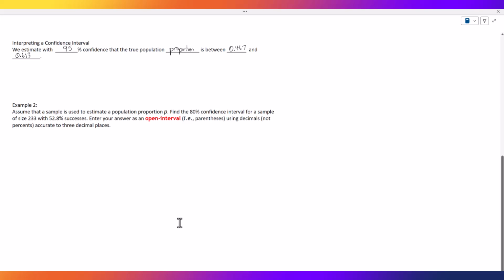Now I wanted to do another example. It says assume that a sample is used to estimate a population proportion P. Find the 80% confidence interval for a sample of size 233 with 52.8% successes. And then here these are specific directions from WAMAP. Enter your answer as an open interval, parentheses, using decimals, not percents, accurate to 3 decimal places.